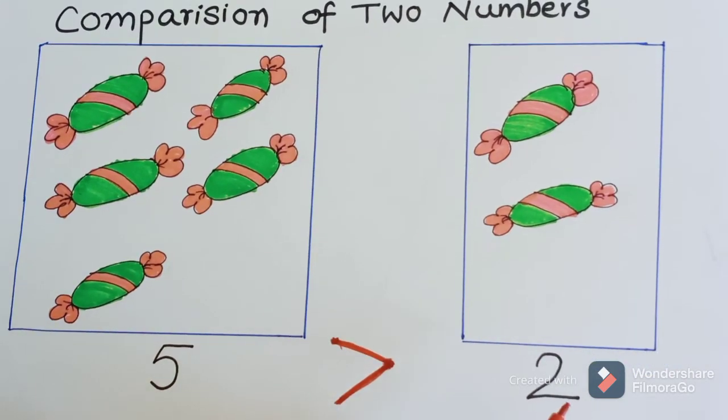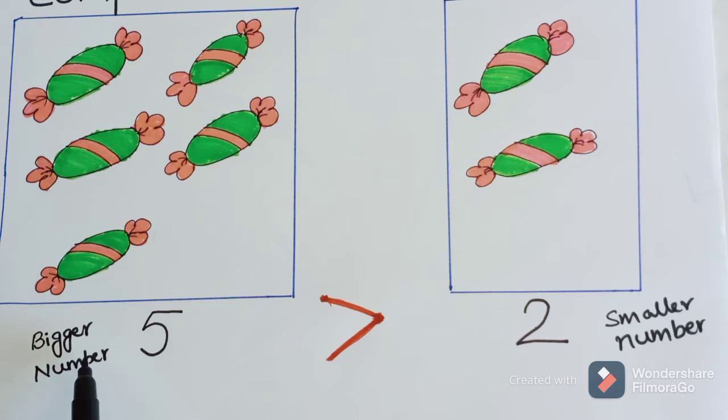What is the bigger number here? 5 is the bigger number and 2 is the smaller number. So 5 is bigger than 2. It is indicated by the symbol greater than. What is this symbol, children? This is the greater than symbol. This greater than symbol is used to indicate bigger numbers or biggest numbers or greatest numbers.